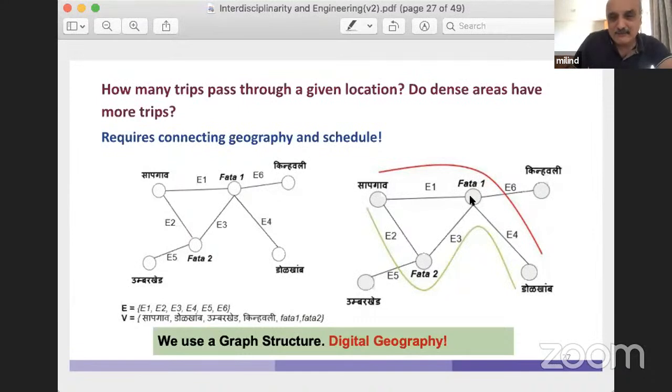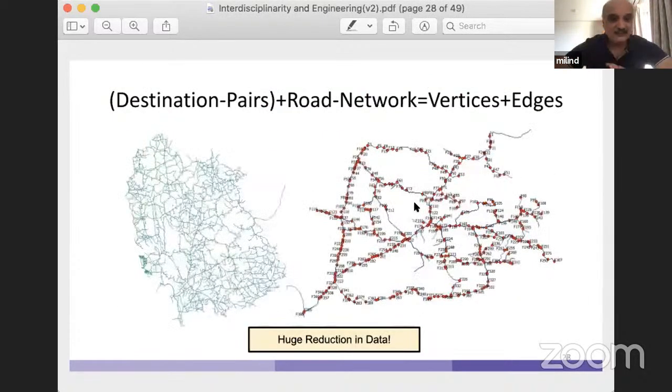And that is how most of these Google Maps and so on work. They have constructed a digital geography underneath what you see. But sadly, none of our taluka bus depots really have their own digital geography. They can't answer most of these questions. So we constructed the digital geography for Shahpur, and here are all the vertices and the edges. Here was the road network, which had about 1.5 lakh nodes, and this was about 500 or 600 nodes. So there was a substantial reduction in the data as well.